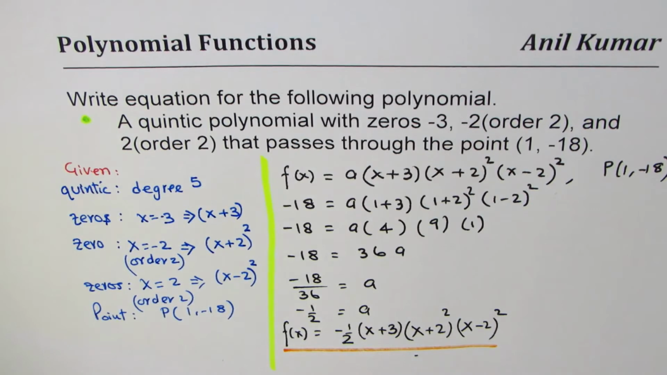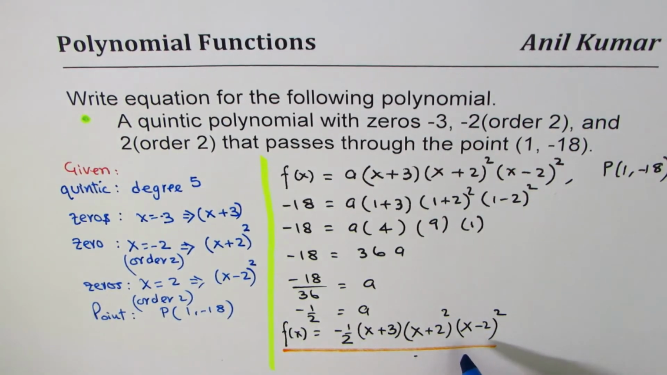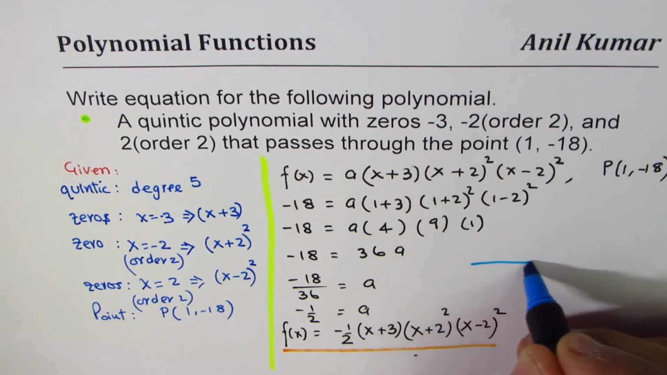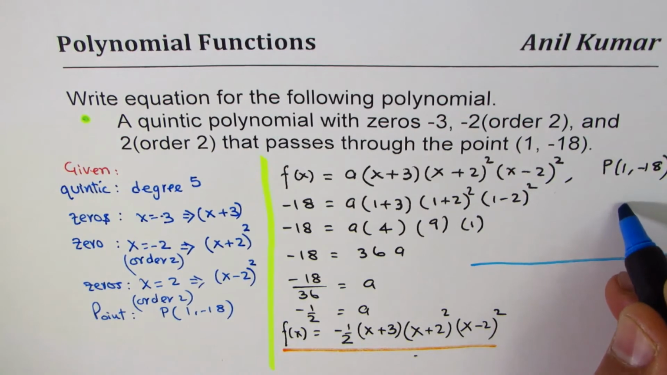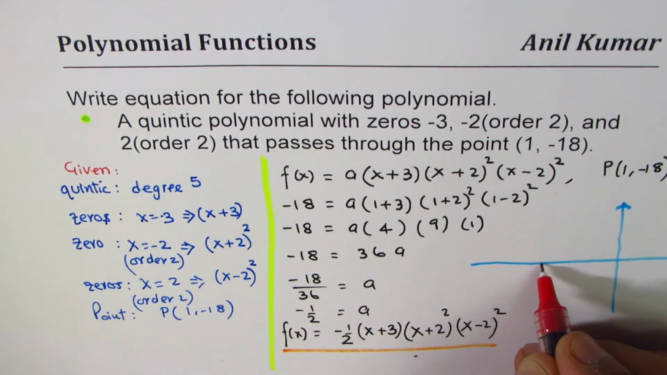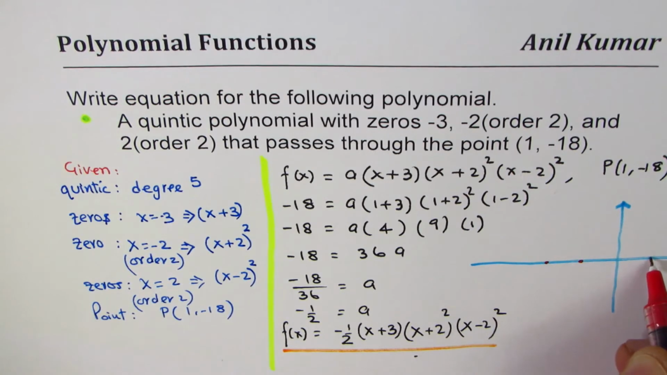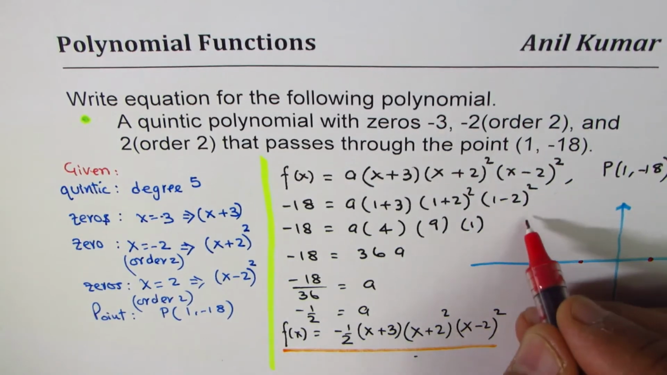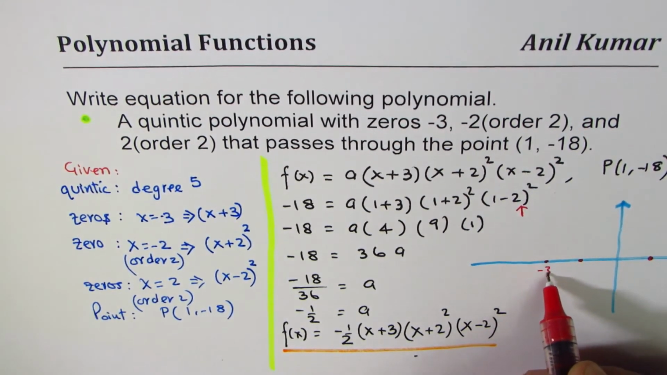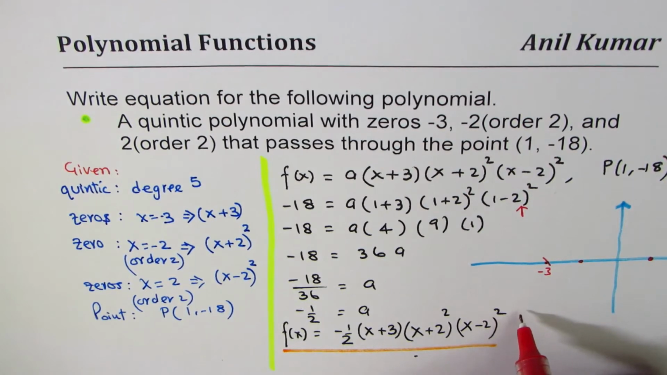Now as an added exercise, let's try to sketch this function. We're given zeros at -3, -2, and 2. So let me take this as x-axis, y-axis slightly on the right side. We have zeros at -3, let's say, -2, and 2. Since the leading coefficient is negative, the end behavior is from quadrant 2 to quadrant 4. Now, at -3, we have a linear zero, so it'll cross like a straight line.